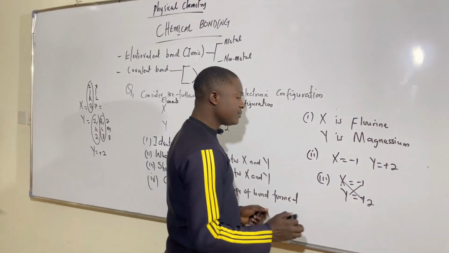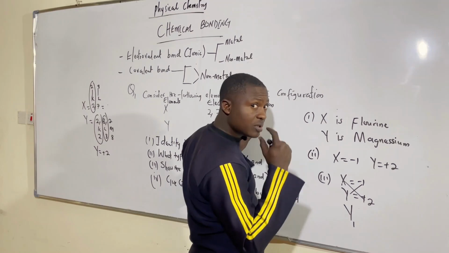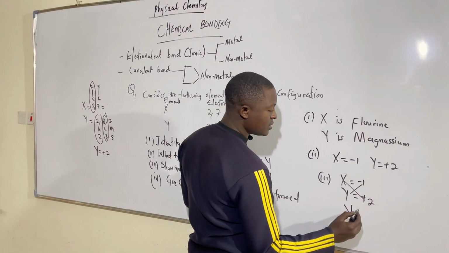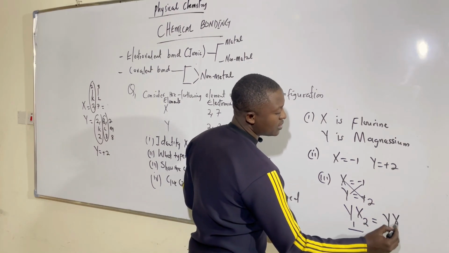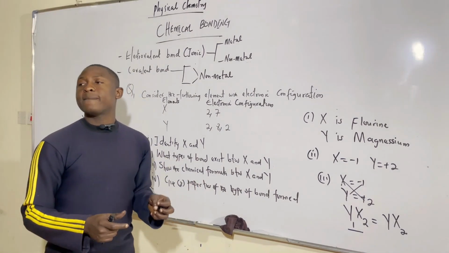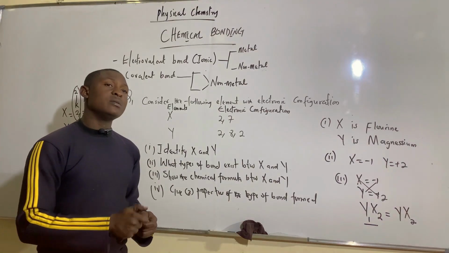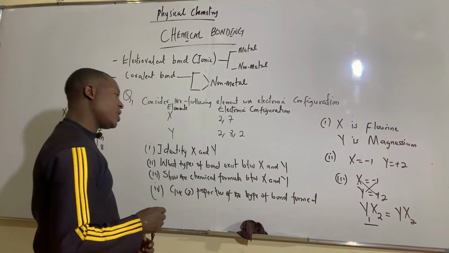Sorry about this, it is supposed to be Y1, you see? Metal will come before the non-metal, as Y1, then X2. And this is the same thing as YX2. In any case, the metal must come before the non-metal. Please don't forget that the metal must come before the non-metal. So that's why we have YX2 there.